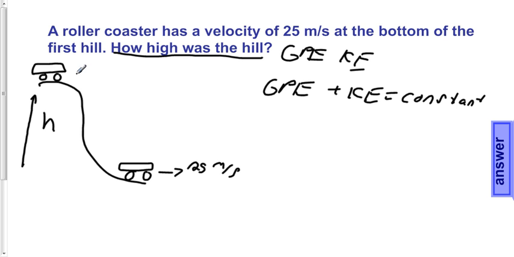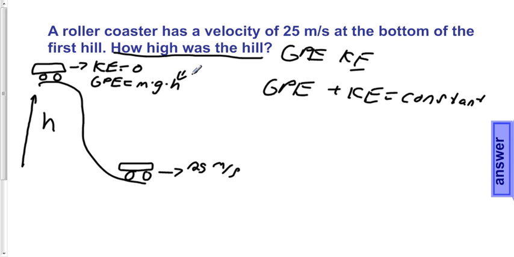Now let's look at the beginning of the problem, when the roller coaster starts at the top of the hill. At this point, we can assume that the roller coaster is not moving, so kinetic energy is equal to 0. But it is high above the ground, so it does have gravitational potential energy, which is equal to the mass of the cart times the acceleration due to gravity times the height of the cart, h, which is what we're looking for.